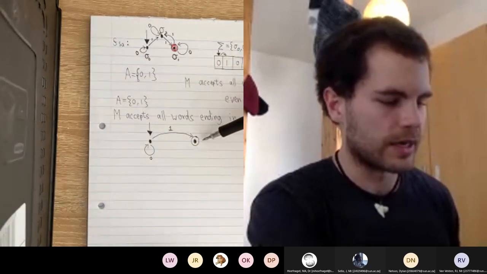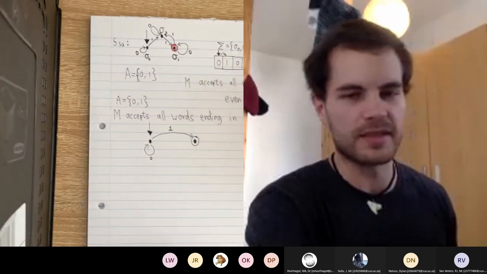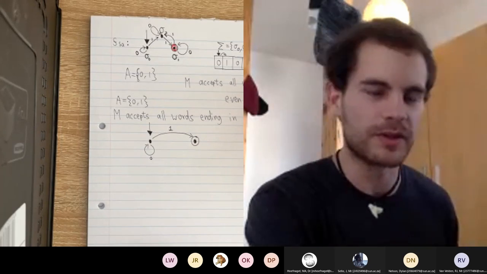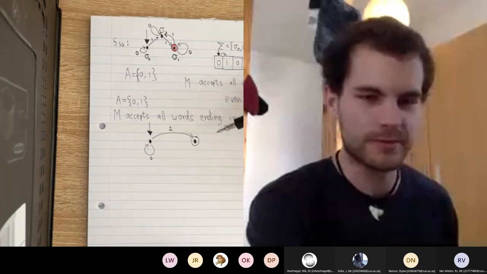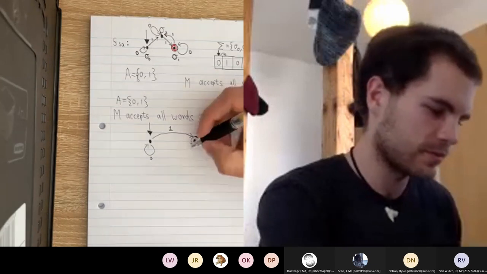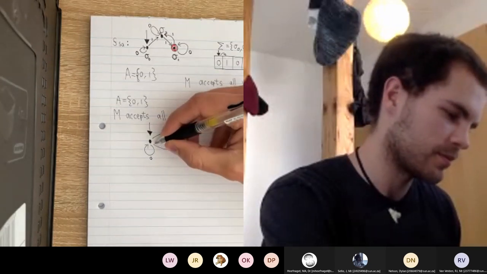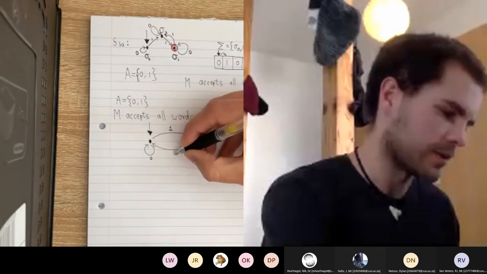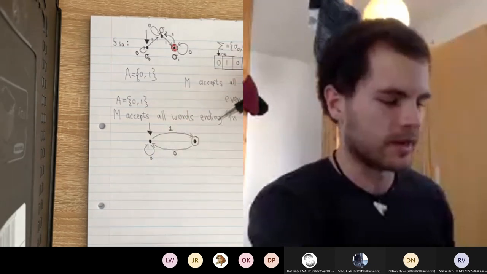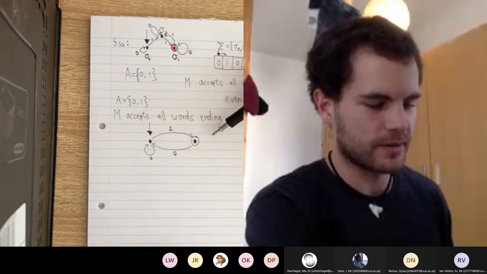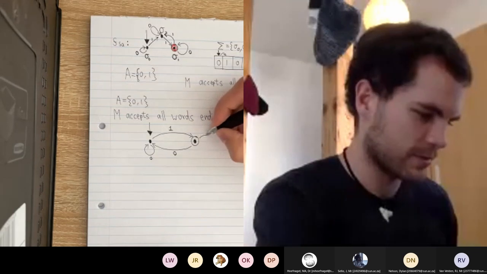All right. So now what happens if the next thing that you read was a 0 after reading a 1? Go back to the starting state. So we read 0. And if we read a 1 again? You stay there. Exactly.